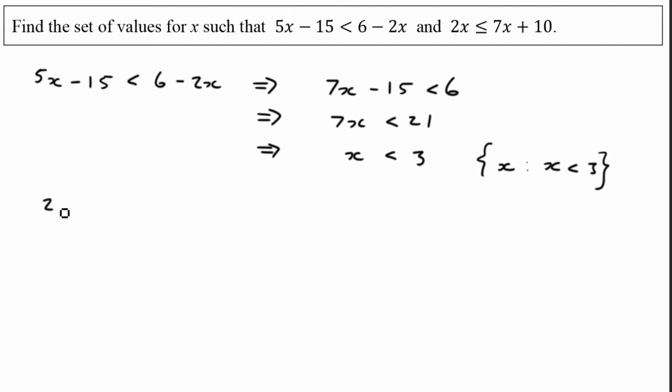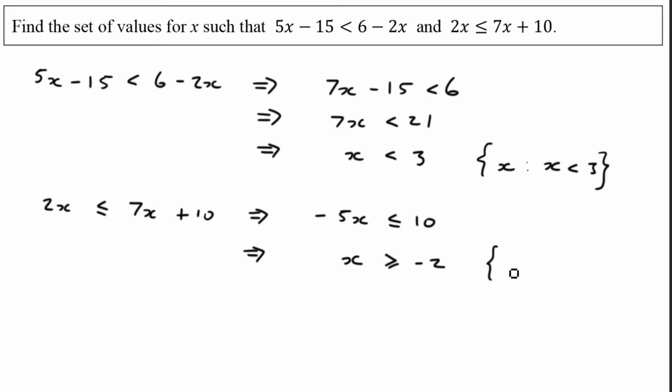For the second inequality, 2x is less than or equal to 7x plus 10. We could begin by subtracting 7x from both sides, and then we could divide through by negative 5 to give us a single x on this side and a negative 2 on this side. But we must remember, if we're dividing by a negative number, we must reverse the direction of the inequality. So we have x is greater than or equal to negative 2, or in set notation, values of x such that x is greater than or equal to negative 2.